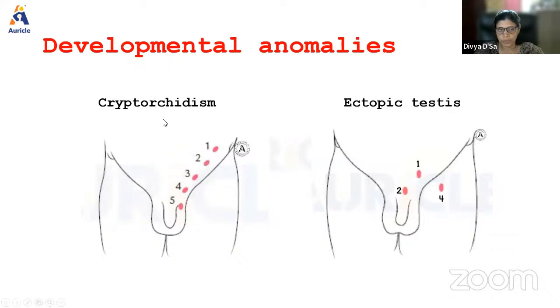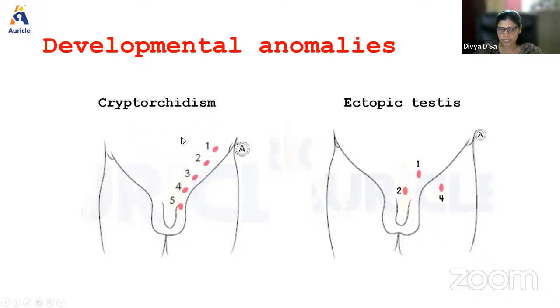So what do we mean by cryptorchism? Cryptorchism is basically when the testes do not descend. Okay, undescended testes. Cryptorchism is otherwise known as the undescended testes. When the testes do not descend to the scrotum, we call it cryptorchism. If it is left without treatment, it can undergo malignant change because the temperature is different, and the testis may undergo malignant changes.